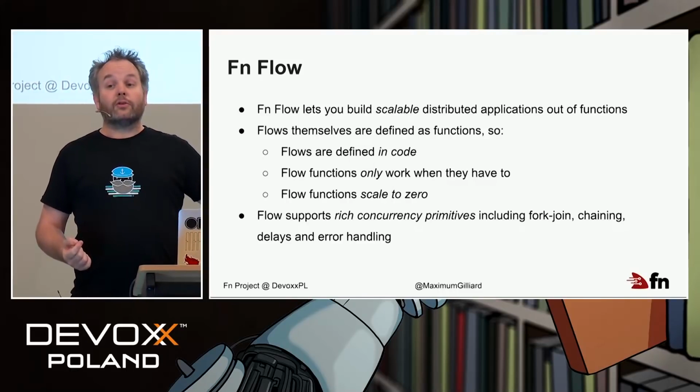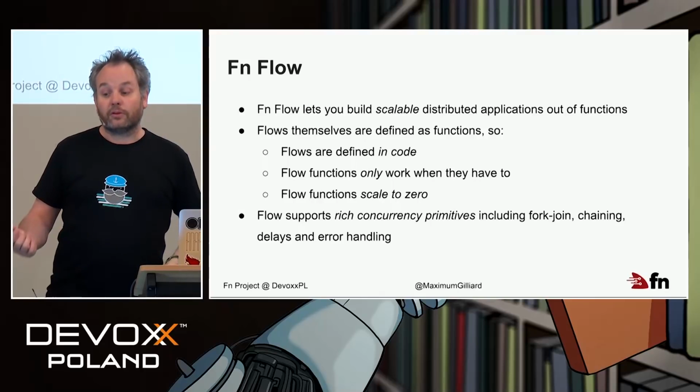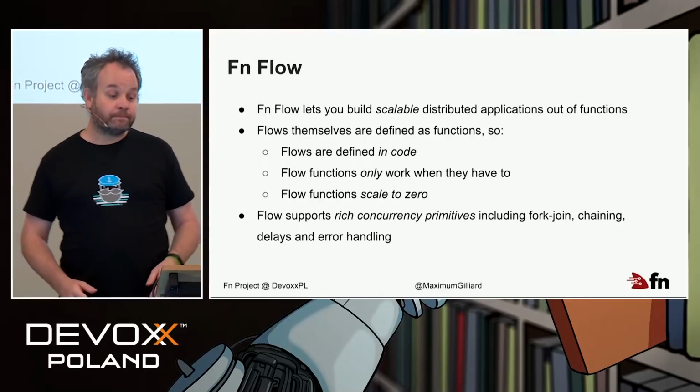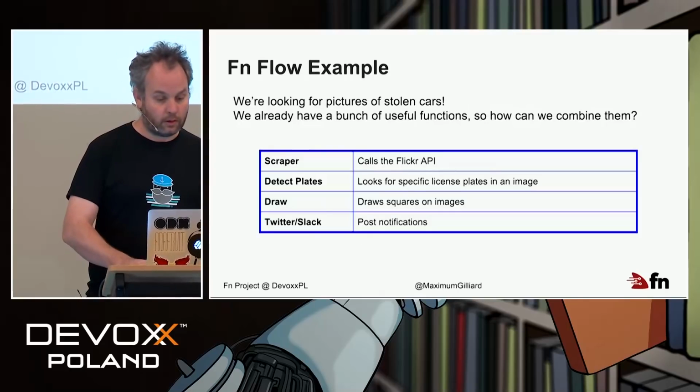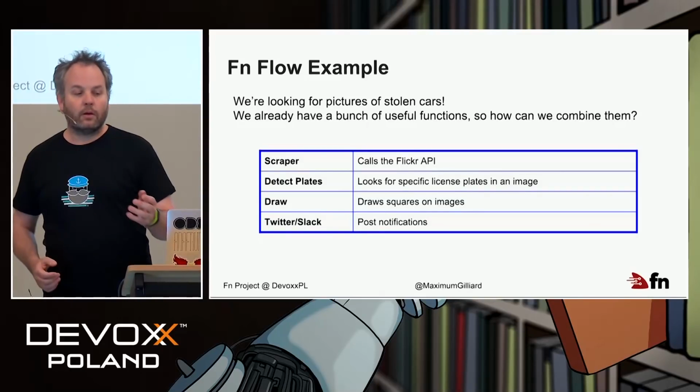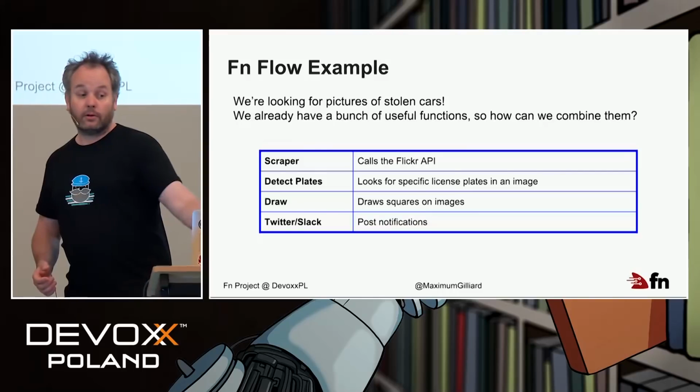But still, they're normal functions, right? So they scale up and scale down in accordance with how much demand there is for them. So here's an example, right? We're going to look for pictures of stolen cars.